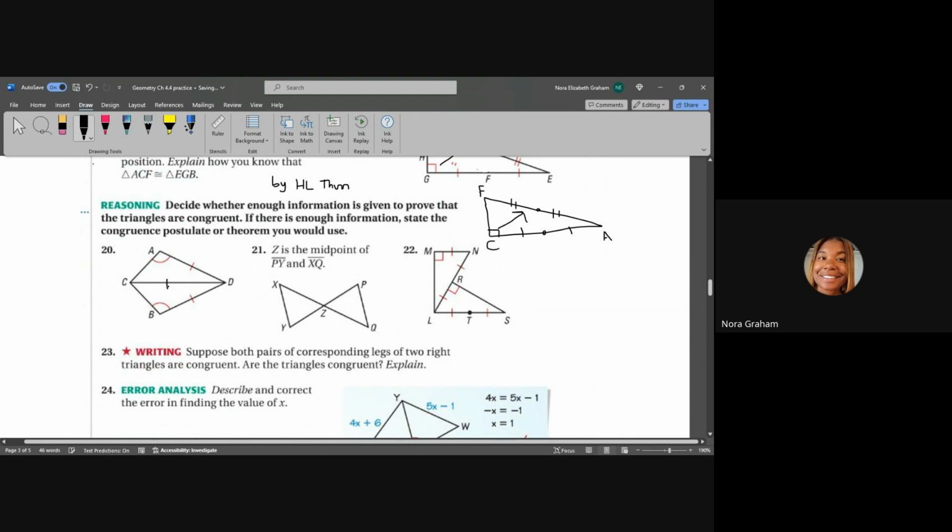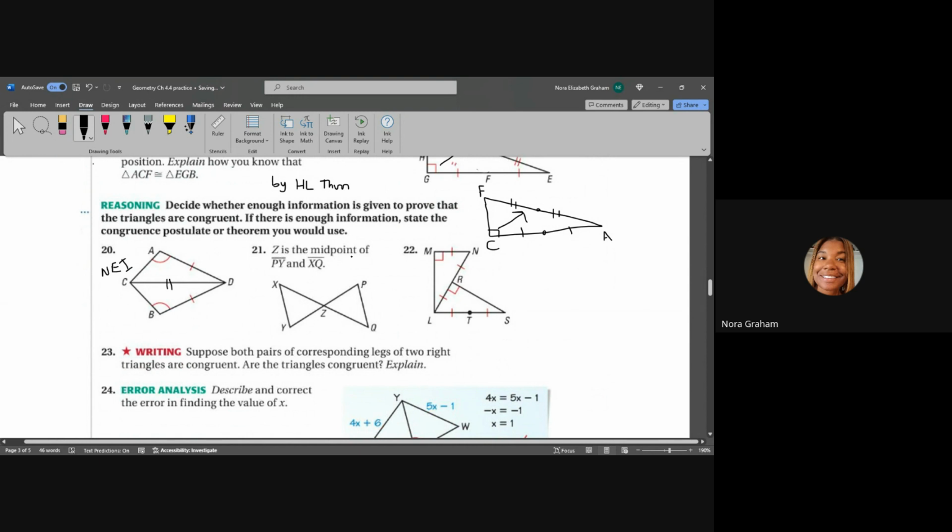On this one, right off the bat, I know I'm not going to be able to use the postulates. My angles are not included angles. These are not right triangles, so I can't use the HL theorem. So I'm just going to say there's not enough info. Okay, so no.